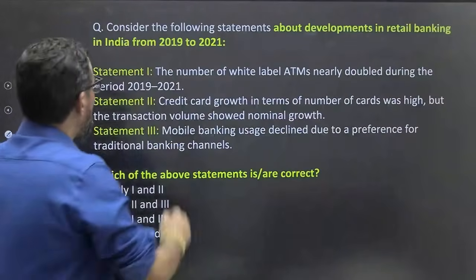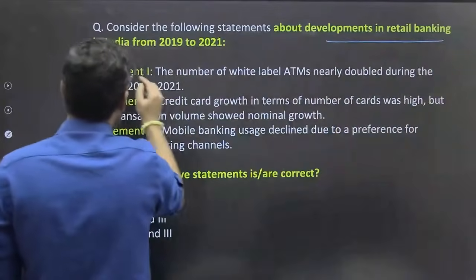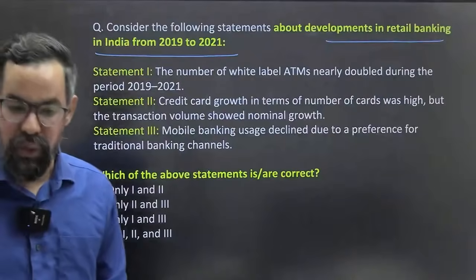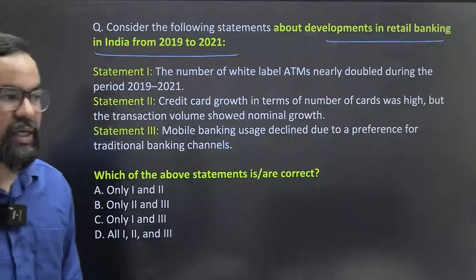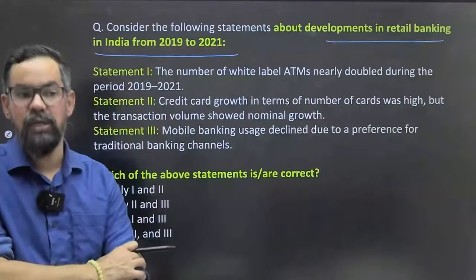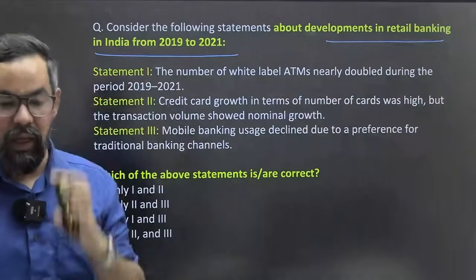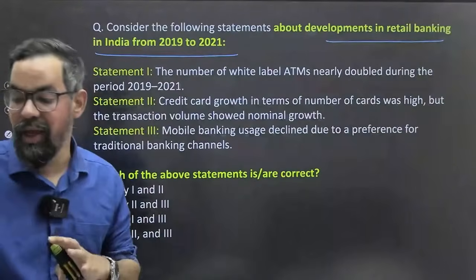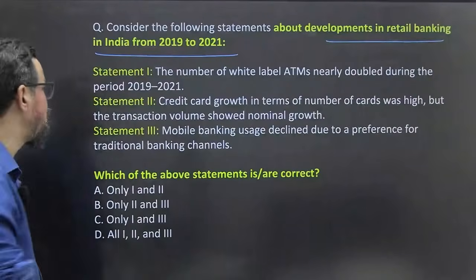Consider the following statements about the development in retail banking in India from 2019 to 2021, purely based on your book content. Now you can get such questions too. I will not take any risk, because there are many people who require 10 to 15 marks above to clear this examination in a single attempt. So I'm not going to take any chance in this one. What will be the correct answer, guys? Easy question for 1 mark.